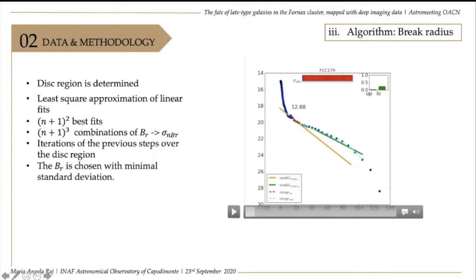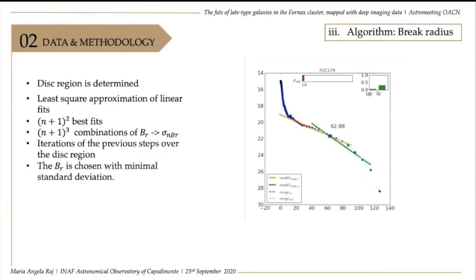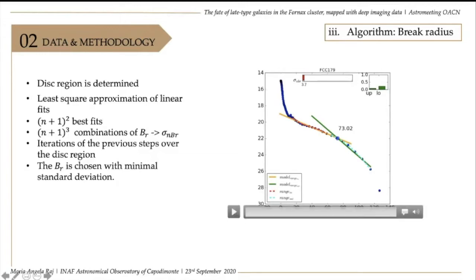For each of these variations, an intersecting point is estimated. And for several combinations, a sigma, the standard deviation of the several intersecting points, is estimated. Again, here, the green bars indicate the RMS of the model for the upper disk and lower disk. You'll observe that on iterating this step, as the fitting gets better, the red bar on the top, that's the sigma, also decreases. And finally, the one with the minimal standard deviation is the break radius, which is around 73 arcseconds.